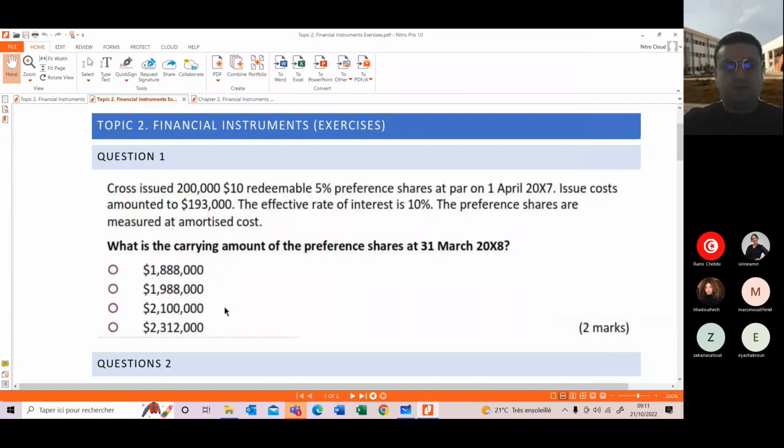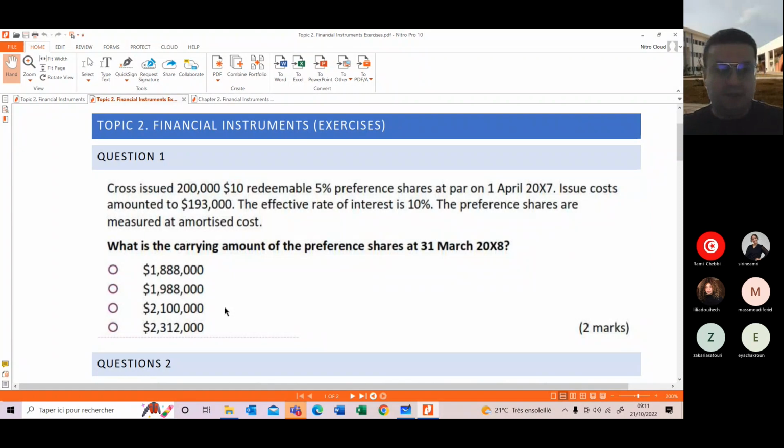Okay, guys, so let's go for the questions, because for this chapter, financial instruments, we did not yet cover all the questions related to that topic. So for today's session, the objective is simple: we cover all the questions that were not covered before, and of course, start working on a new chapter related to provisions and events after the reporting period.